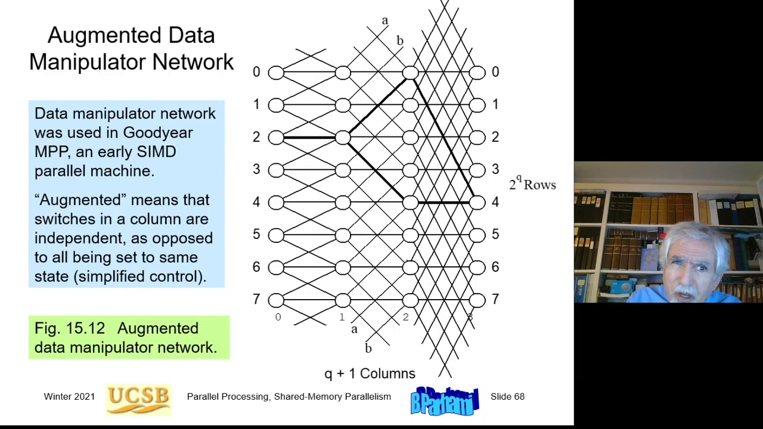This makes the augmented data manipulator network more flexible than the butterfly, because there are occasionally multiple paths. So in order to go from input 2 to output 4, notice I've highlighted 2 different paths. This makes it more flexible. If this path is congested because other accesses are going through this switch, for example, I can use that alternate path.